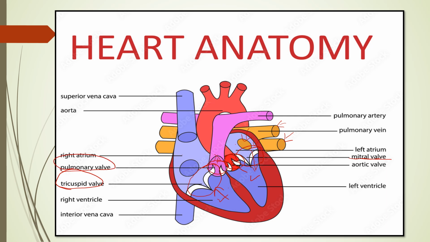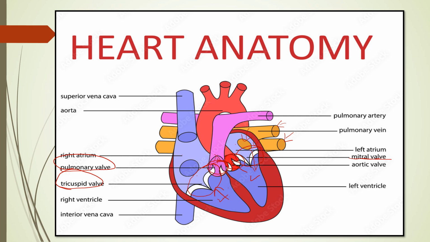So there are totally 4 valves. First one, tricuspid valve, present in the junction of the right atrium and the right ventricle. Mitral valve or bicuspid valve, which is present at the junction of the left atrium and left ventricle. At the entry of the aorta there is a valve that is the aortic valve, and in the pulmonary artery there is a valve that is called the pulmonary valve. So these are the 4 valves.